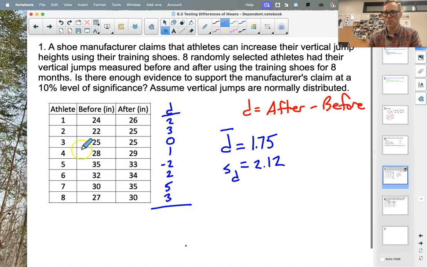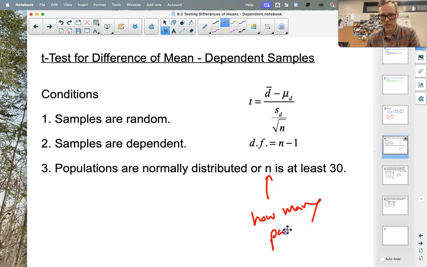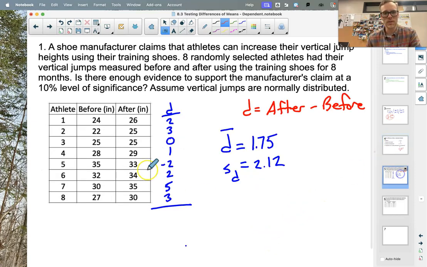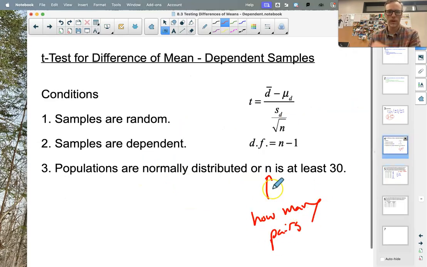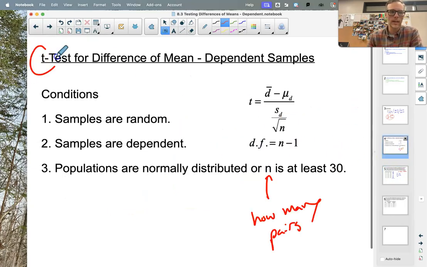We have 8 pairs of data. So that n is how many pairs. It's not how many data values. It's not 16, it's data pairs. Looking at this, we know the sample mean and the sample standard deviation. We do not know the population standard deviation. That's why this is a t-test, a t-score.